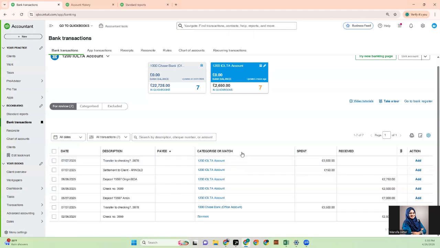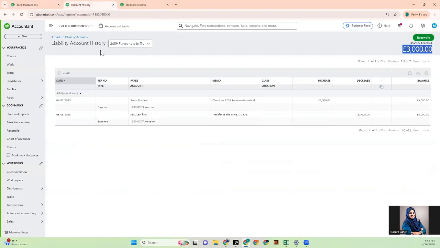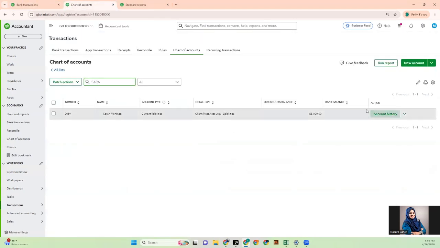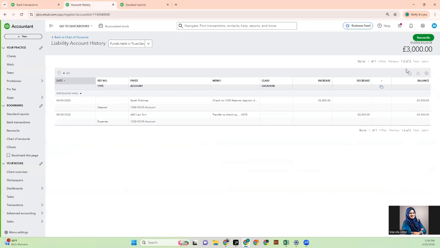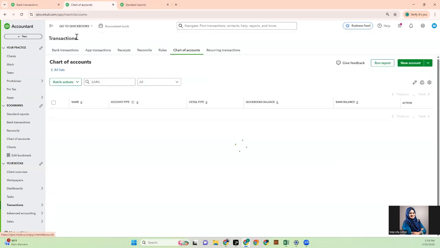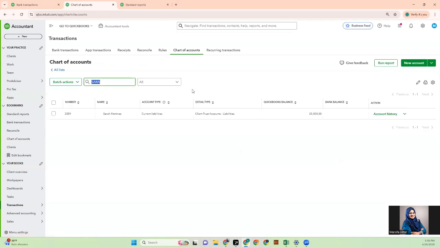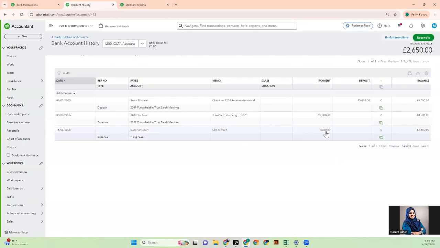This part is correct. But if we check Sarah Martinez's sub-account under trust liability, it will still be $3,000. Nothing changed. Let's go to the chart of accounts. Sarah Martinez account history. You see, the balance has not changed at all. Now let's go back to the chart of accounts. We go to the IOLTA account. $350 decreased from the IOLTA account.